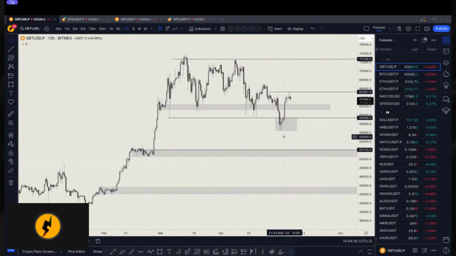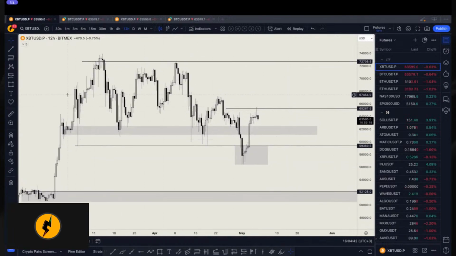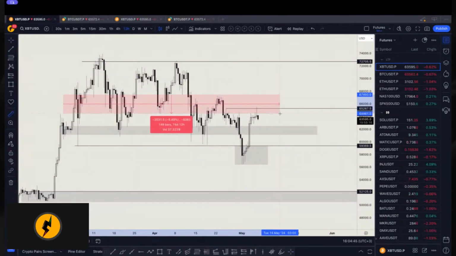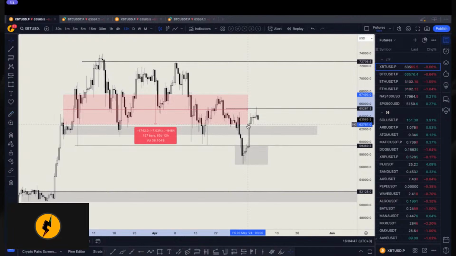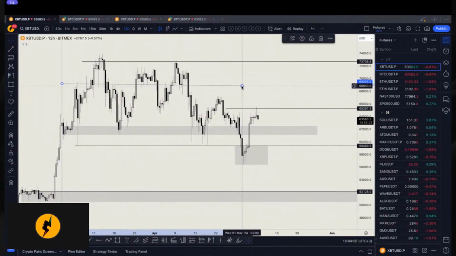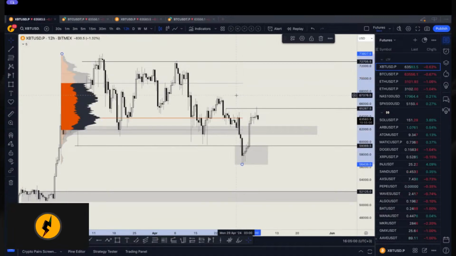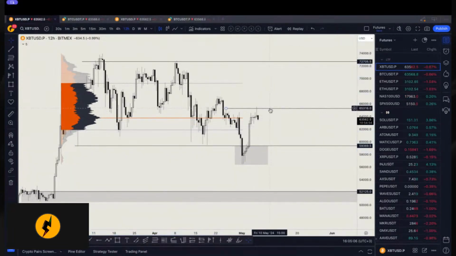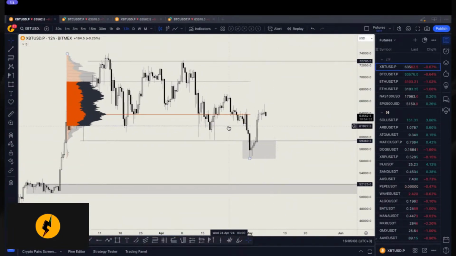So first things first. We were in this range for about 2 months, and if you know me, you know that when I have a range, I just like to have the volume profile for that range on my chart as well. So let me remove the unnecessary lines. When you add volume profile, it's a pretty simple tool. Some people find it complicated, but it's really not.